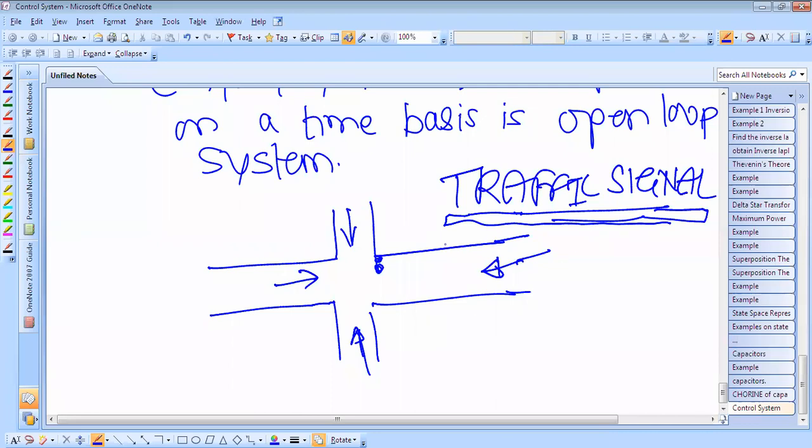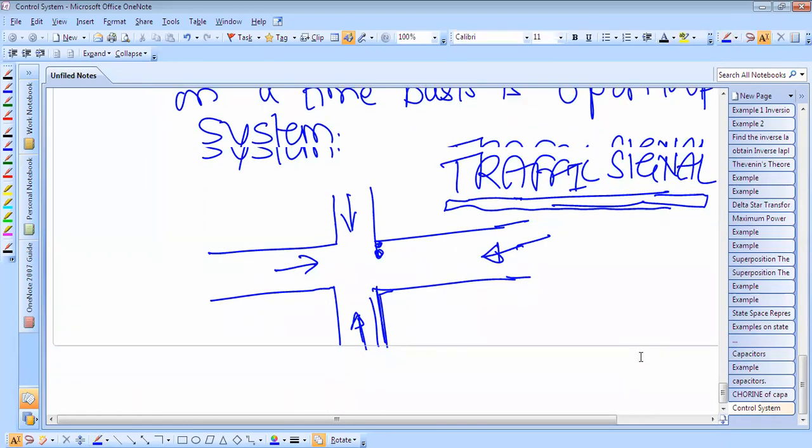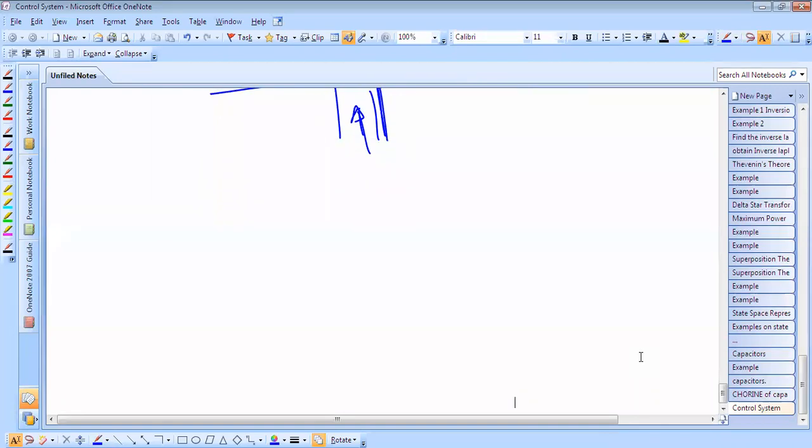Or if this system is based on the time, suppose for 10 minutes this signal will be on, after completion of the 10 minutes this signal will automatically go off. So this system is based on the time, and therefore this is the example of the open loop control system. So we'll see what are the advantages as well as disadvantages of both the systems. The advantage of the open loop system, we can say it is a very simple system, economical system, but a stability problem is there. That is the disadvantage of the open loop control system.